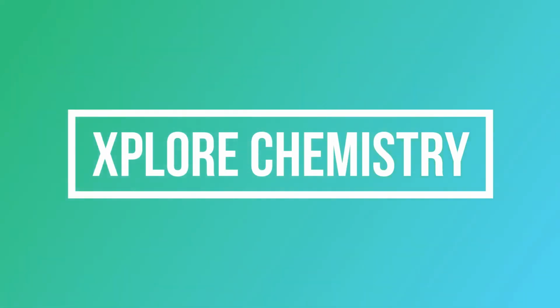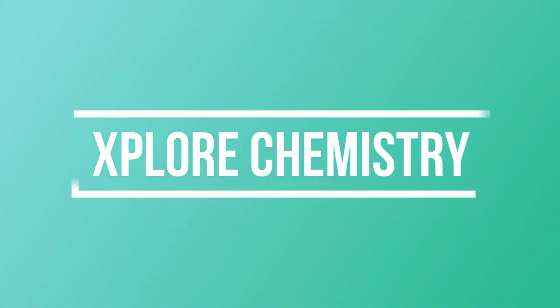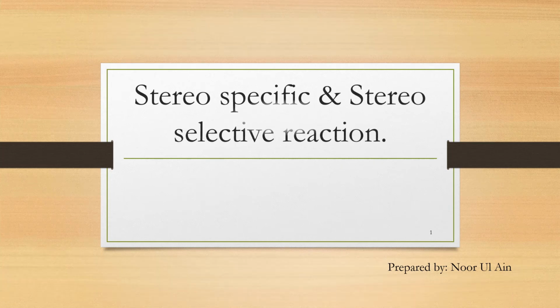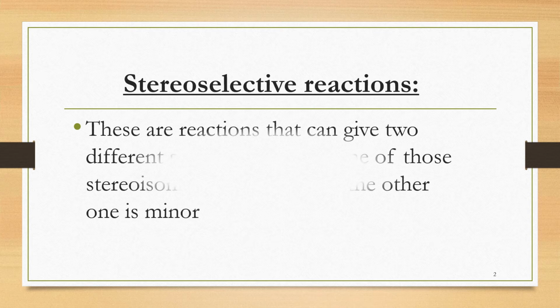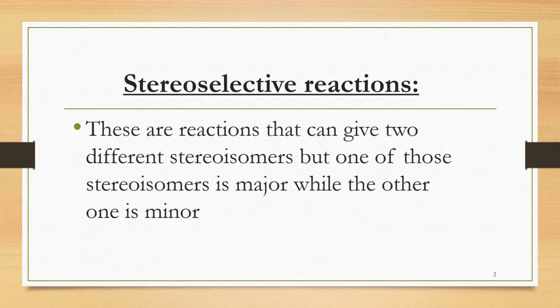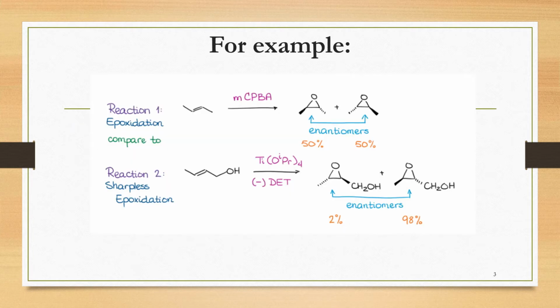Today we are going to talk about very common reactions called stereoselective reactions. So what are stereoselective reactions? These are reactions that can give two different stereoisomers, but one of those stereoisomers is major while the other one is minor. Here is an example in which two reactions take place.